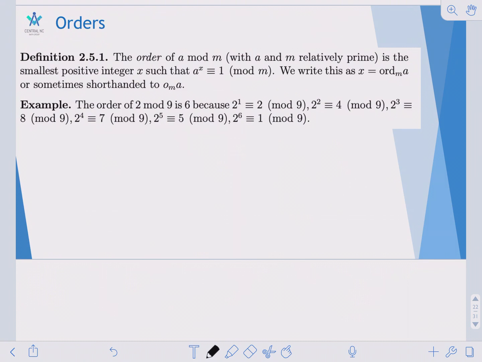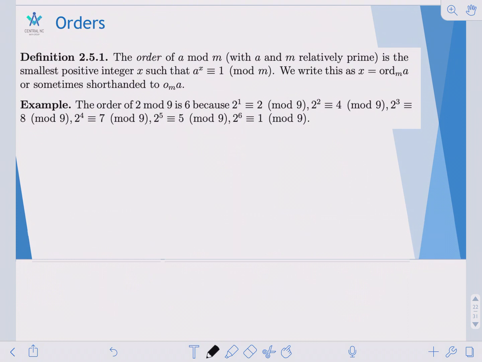Let's move on to orders. This is our third topic. The order of A mod m, with A and m relatively prime, is the smallest positive integer x such that A to the x is congruent to 1 modulo m. We write this as x equals ord sub m of A. The order of 2 mod 9 is 6, because 2 to the 1 is 2, 2 squared is 4, 2 cubed is 8, 2 to the 4 is 7, 2 to the 5 is 5, and 2 to the 6 is the first exponent for which we get 1 mod 9, so the order has to be 6.